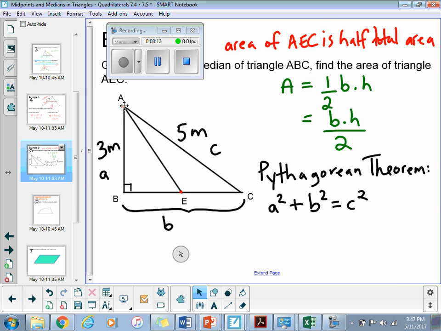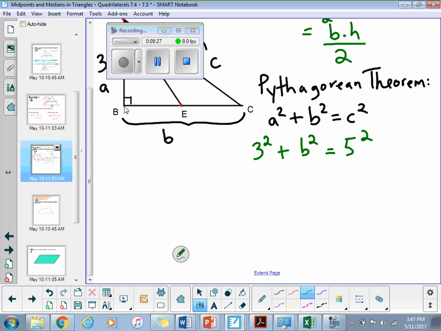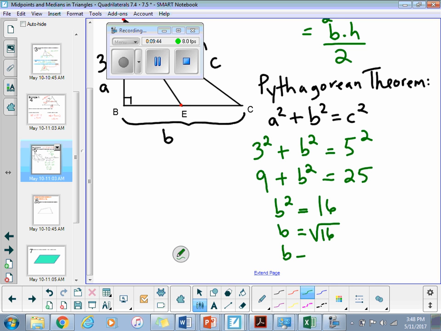So plugging everything in, okay, we would have 3 squared plus b squared, which we don't know, is equal to 5 squared. That would give me 9 plus b squared is equal to 25. So b squared is equal to 16, which means that b is the root of 16. So b is equal to 4 centimeters.